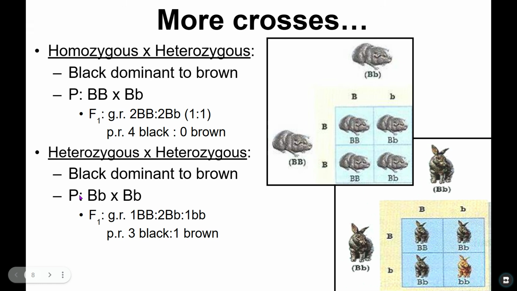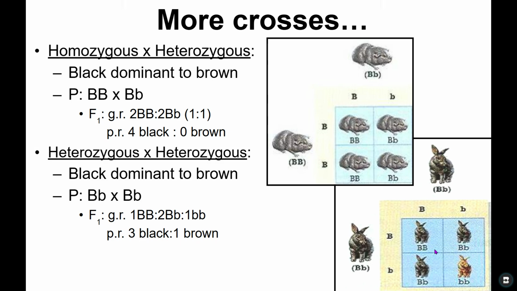So when we cross, this is our parental cross of big B little b times big B little b. When we separate these into gametes, this rabbit down here, let's say it's the male, half of the sperm would be big B's, the other half would be little b's. And if this was the female, half of her eggs would carry big B, the other half would carry little b.